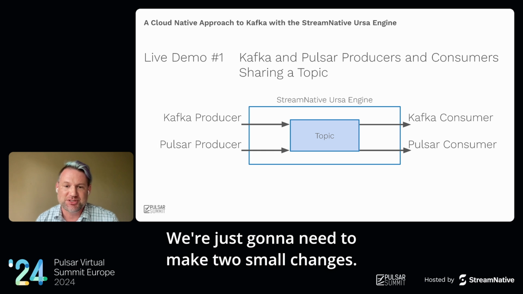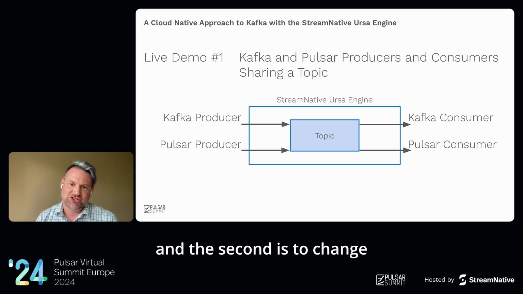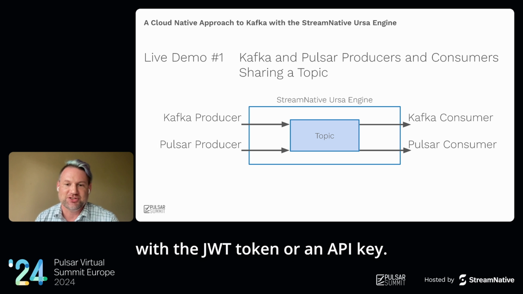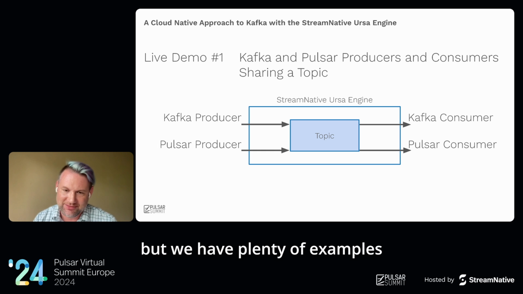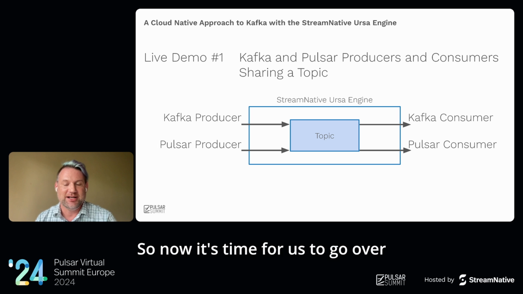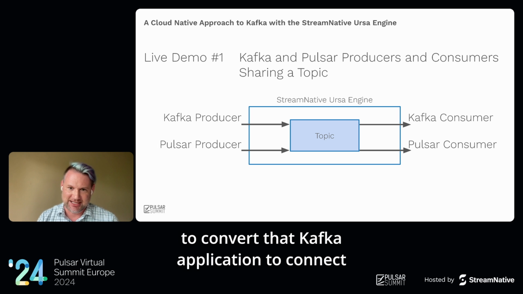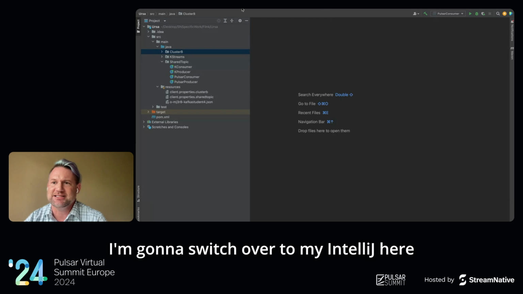We're just going to need to make two small changes. One is to point to the StreamNative Ursa engine, and the second is to change how you're connecting with your credentials. And it's going to be very, very simple with the JWT token or an API key. It's going to be slightly more complicated if you want to use OAuth 2, but we have plenty of examples on how you can do that as well. So now it's time for us to hop into our demo so you can see how easy it is to convert that Kafka application to connect to the StreamNative Ursa engine, as well as what this topic sharing looks like. I'm going to switch over to my IntelliJ here.